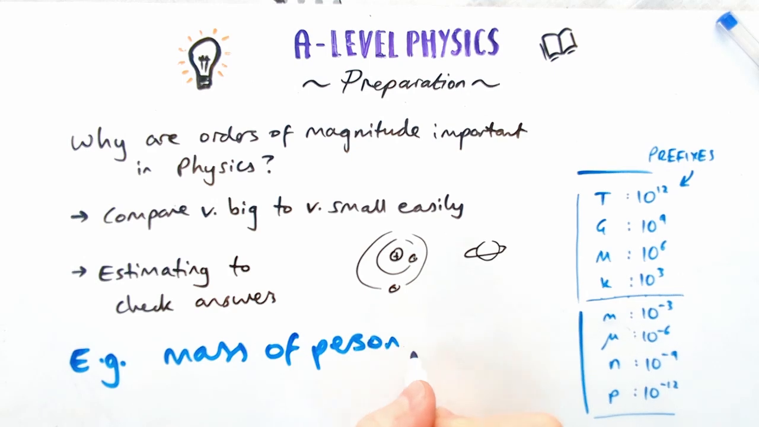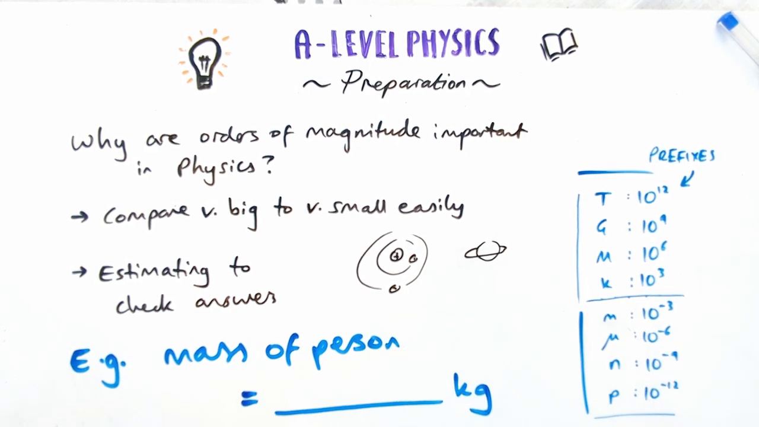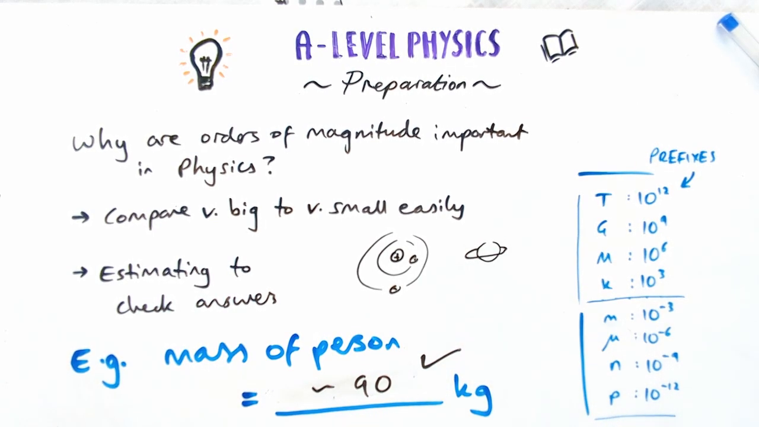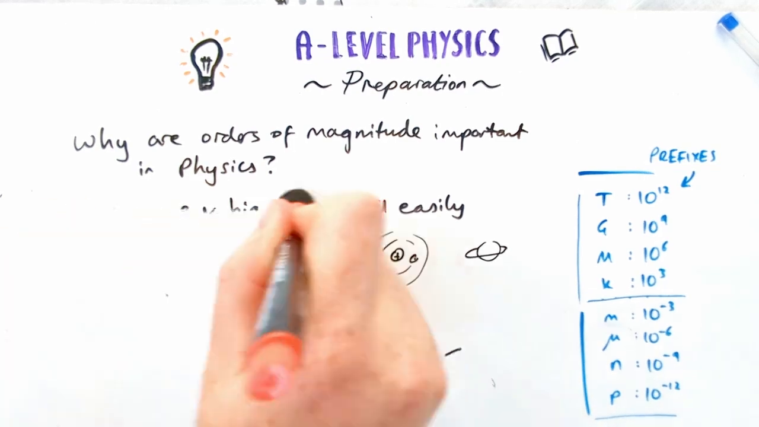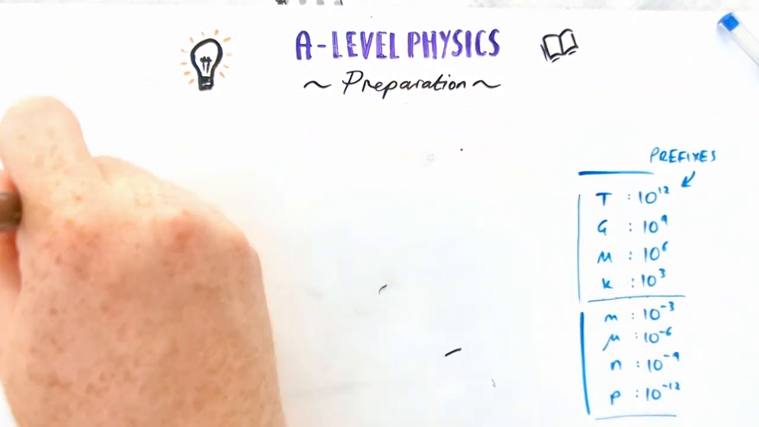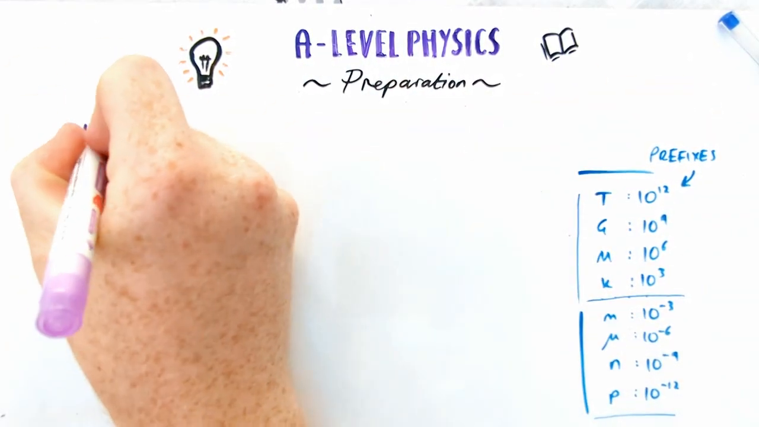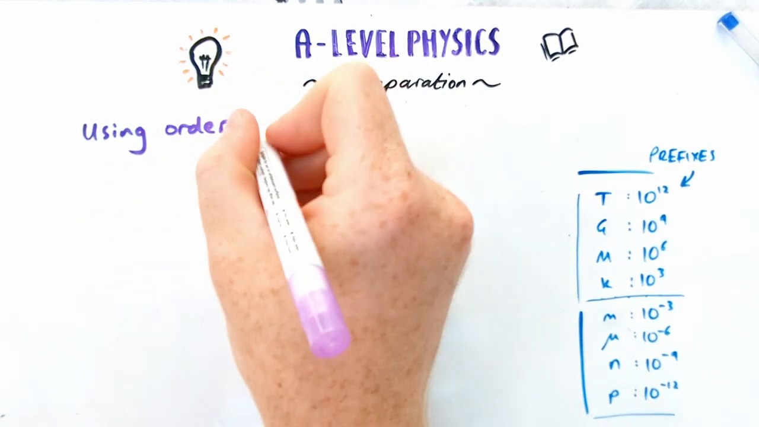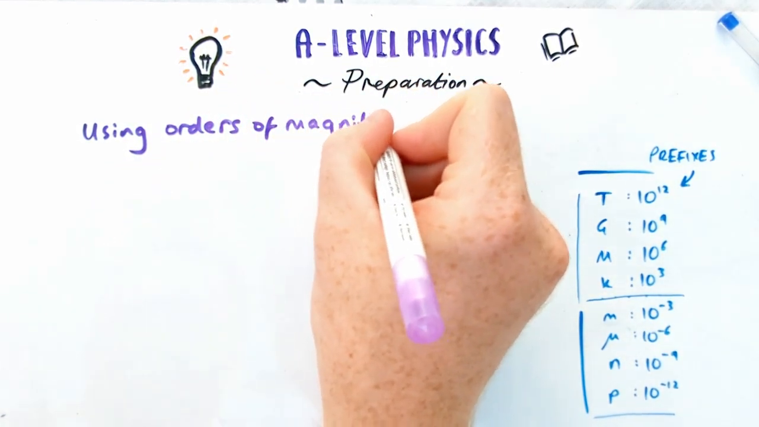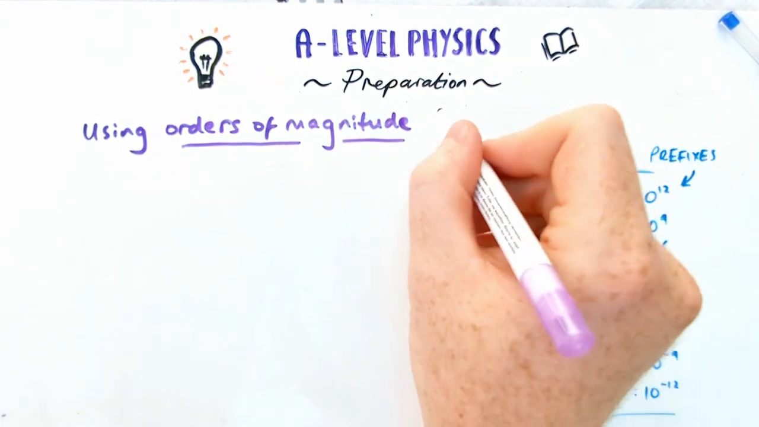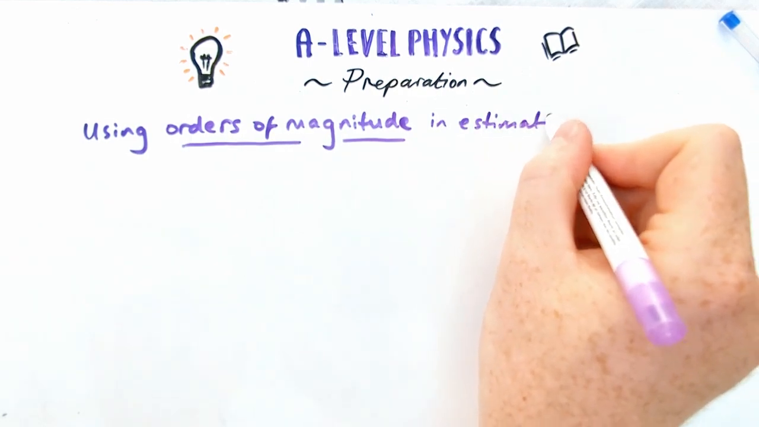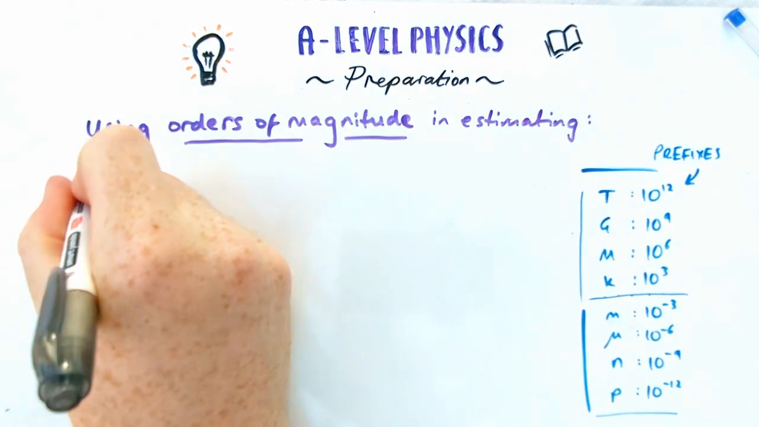So, you might have had a question before, especially at GCSE, where a question asks you to work out the mass of a person, and you might mess up your calculation, you get an answer like 2,300, etc. You know that's wrong, because you know that the rough mass of a person in kilograms is around about 50 to 100 kg. So we can do that with even more complex calculations to check if we're on the right track, basically. So the example we're going to look at is going to be to work out the power of something. So using orders of magnitude in estimating.